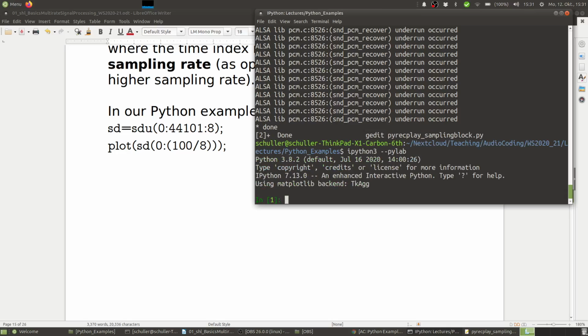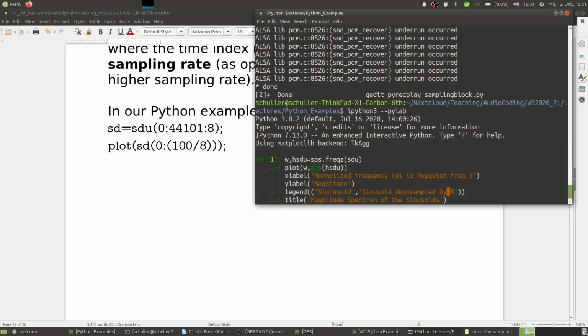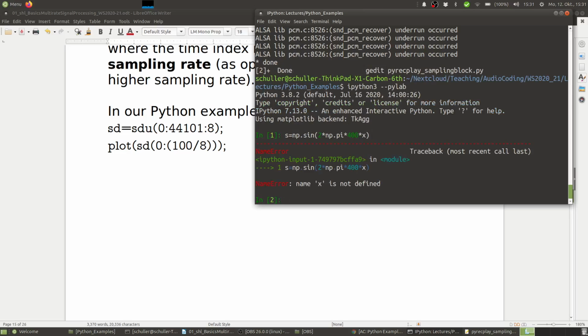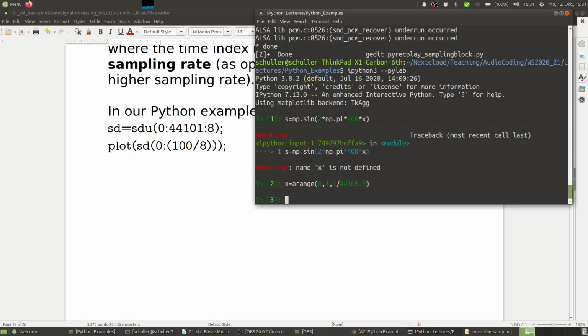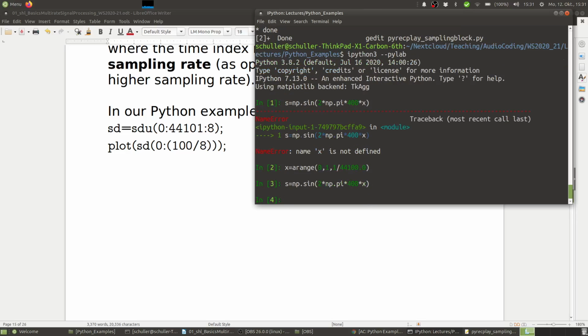So let me go to my IPython window. Actually, this memorizes what I did, so I just need to use the up arrow to get the previous stuff. Here's my signal S. First I need X. It also has auto completion, so I just enter X and then type the up arrow, and then we get the X back. Then S equals up arrow, we get the sine back, very convenient.